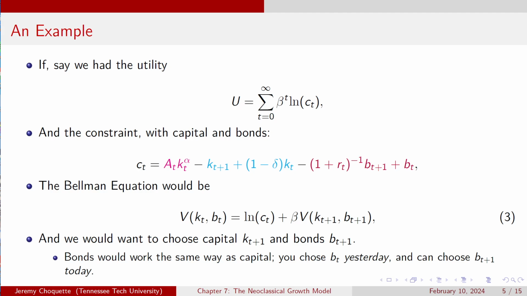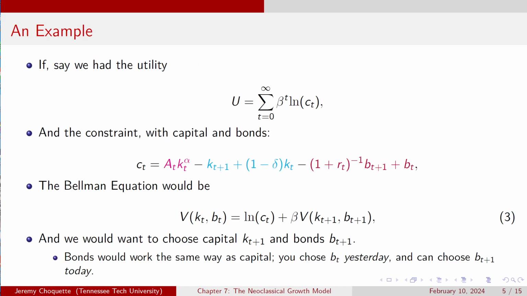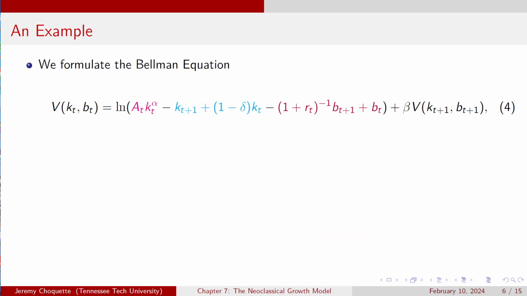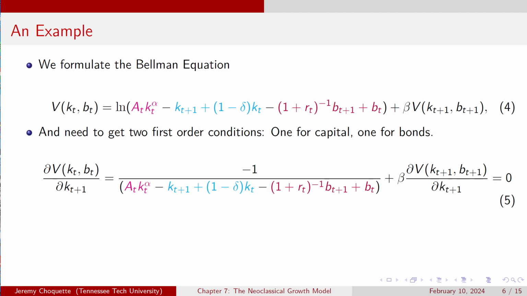So bonds would work the same way as capital, right? You chose b_t yesterday, and you can choose b_{t+1} today. So you formulate your Bellman equation, where you just take that constraint and substitute it in for c_t. So this equation 4 and equation 3 are identical, right? It's just you took that constraint and put that in for c_t to give you equation 4. And now you need to get two first-order conditions, one for capital and then one for bonds.